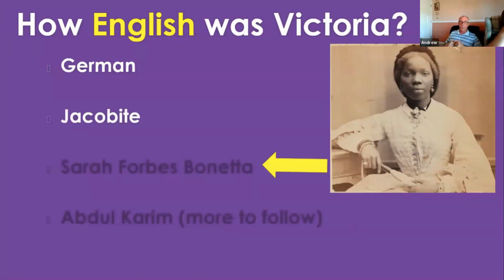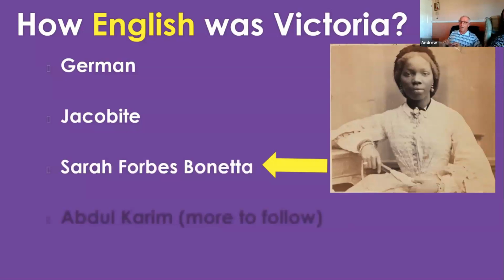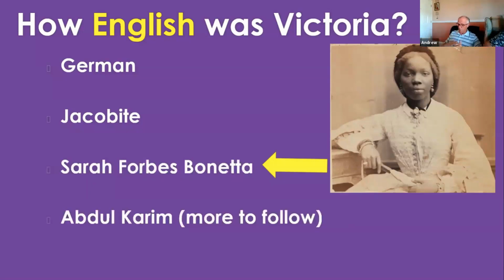And for those of you, some of you will know this already, but before Victoria's immediate English ancestors, the House of Hanover, was the House of Stuart. And essentially they were kicked out for reasons I don't want to go into, but they were kicked out because they were Catholic, and they were called the Jacobites. And Victoria identifies with them.